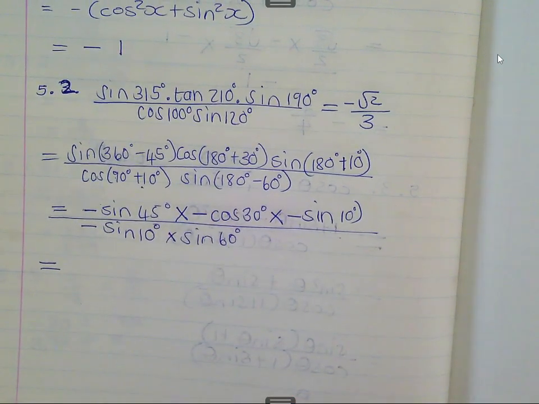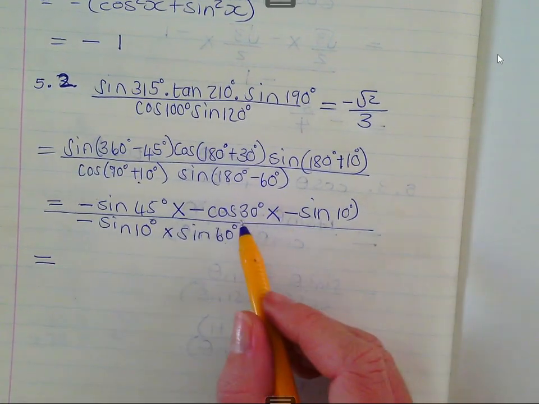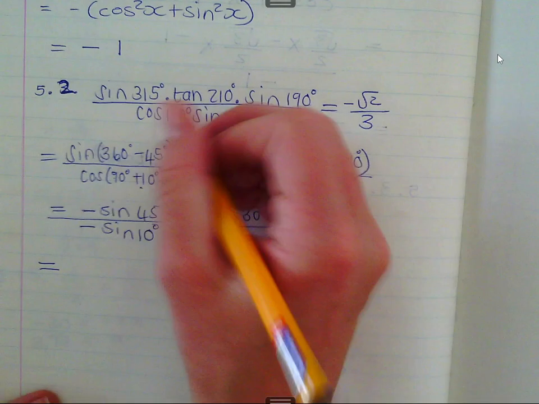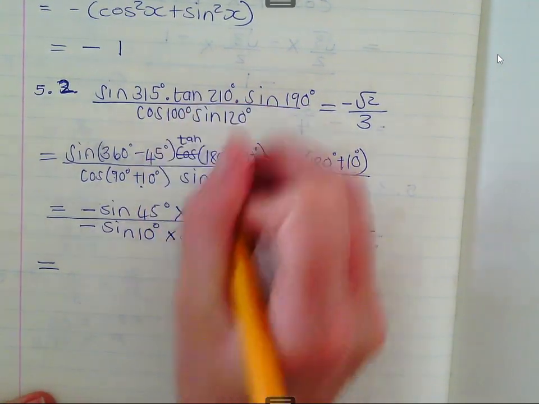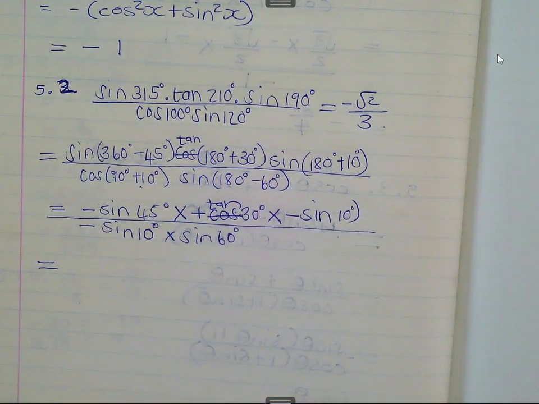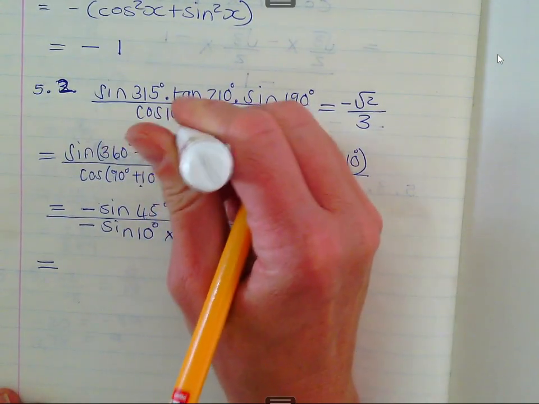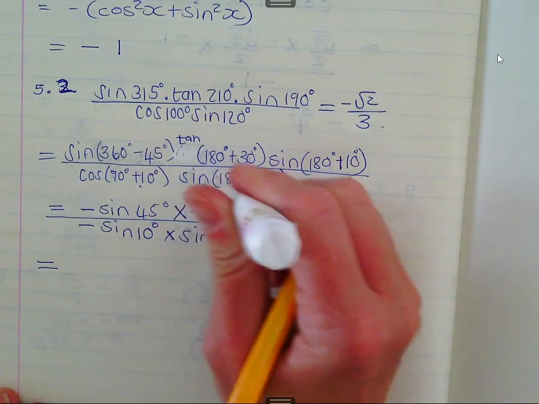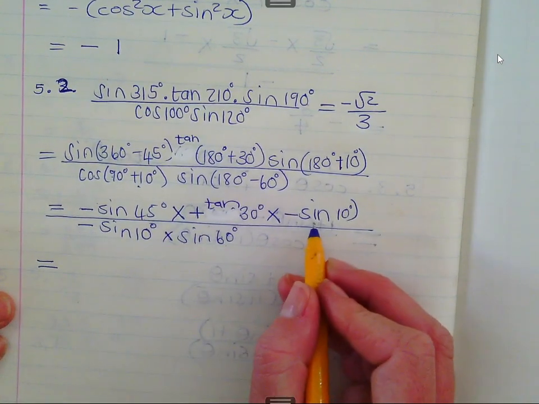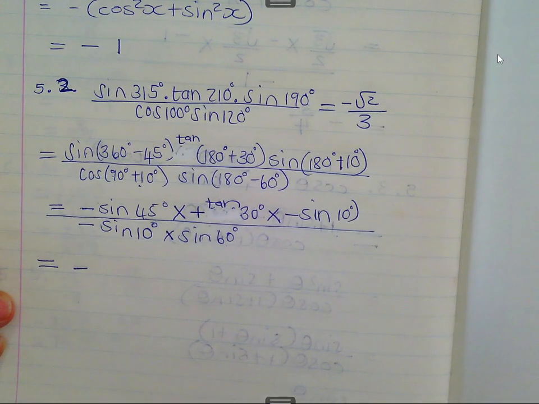Which one did I miss now? Oh, I'm writing cos instead of tan. Excuse me. So it will be positive tan 10. Okay, so I've got a negative times a negative, which is a positive, divided by a negative, which makes this thing negative. Then you're done with the signs.